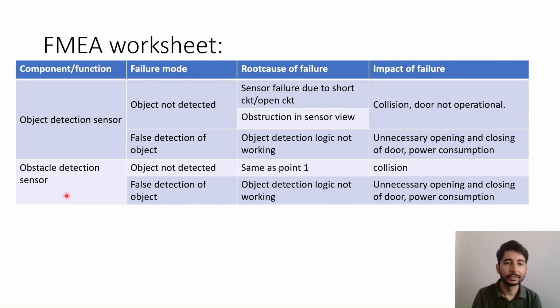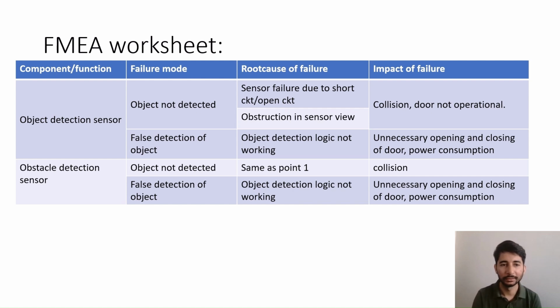Regarding the obstacle detection sensor, which we have placed to detect the objects in between the doors, again, we can have the same failures, that is, object not detected or the false detection of objects. And the root cause will remain the same, that is the short circuit and open circuit, or the logic is not working. And in both the cases, the impact will be the collision of the people with the door or unnecessary opening and closing of the door, and power consumption. So these are the failure modes for the second object, that is the obstacle detection sensor.